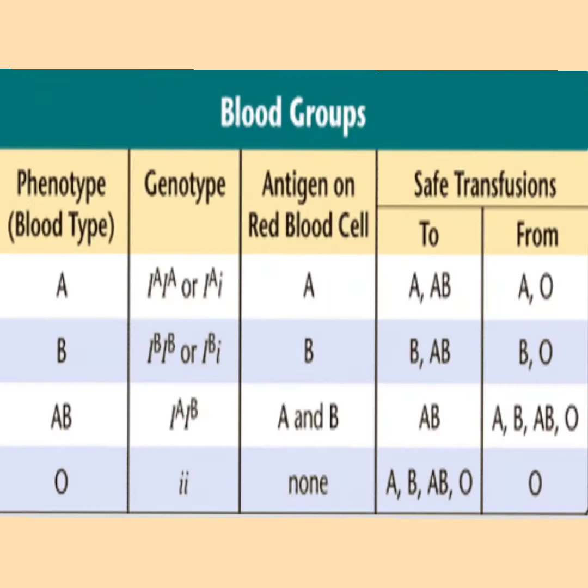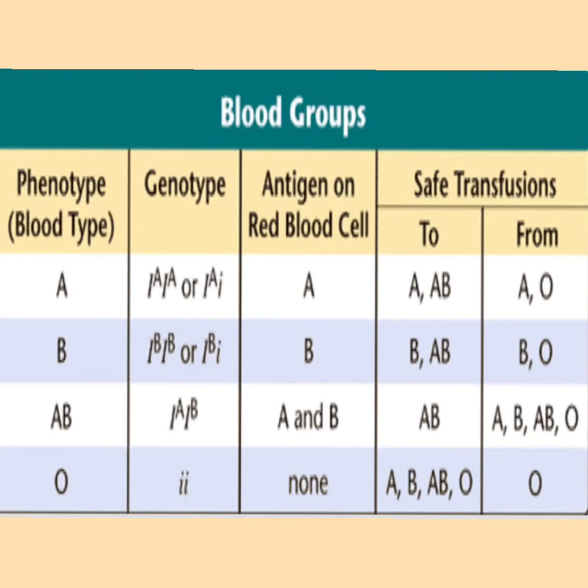Let us discuss about the safe transfusions. When you take the phenotype A blood group, the genotype is I^A I^A, or I^A and small i, or I^A I^O. The antigen on the red blood cell is A. The blood can be given to A blood group and AB blood group, and it can receive transfusion from A blood group and O blood group.